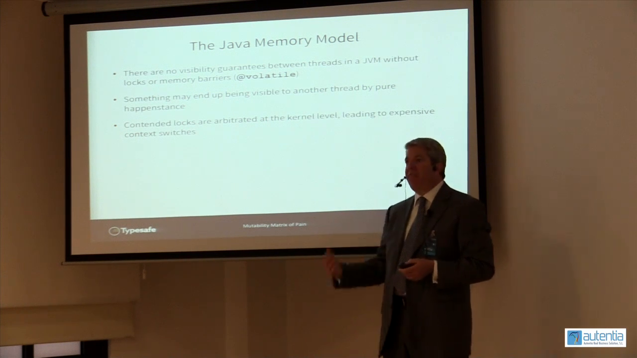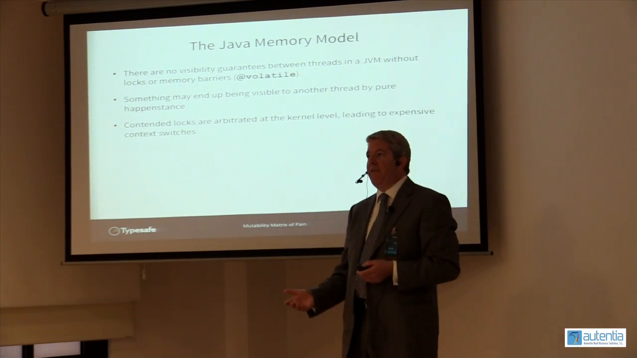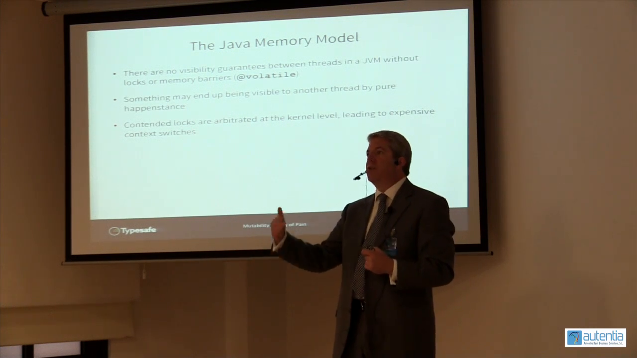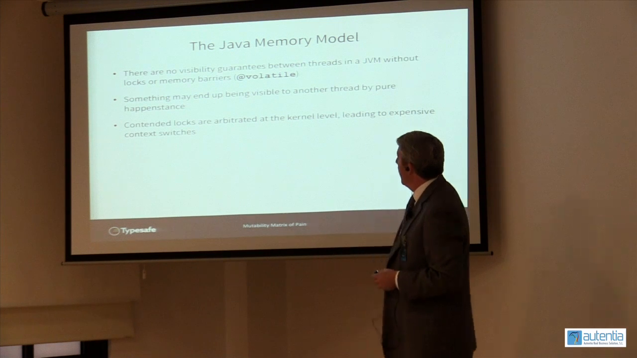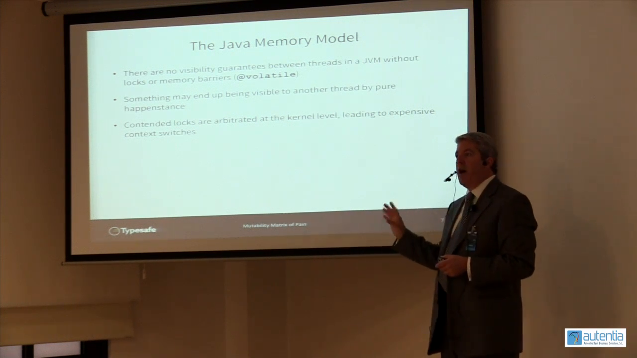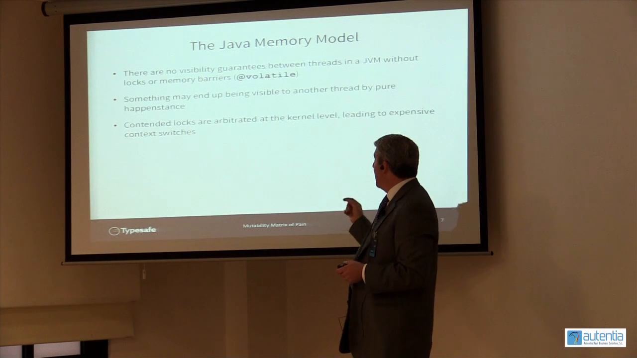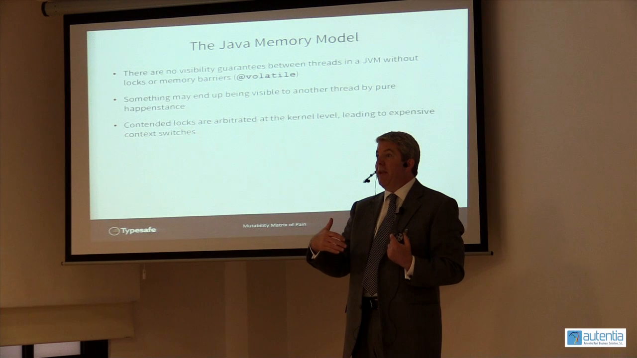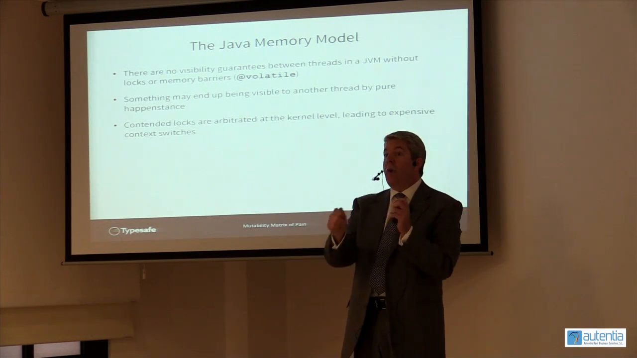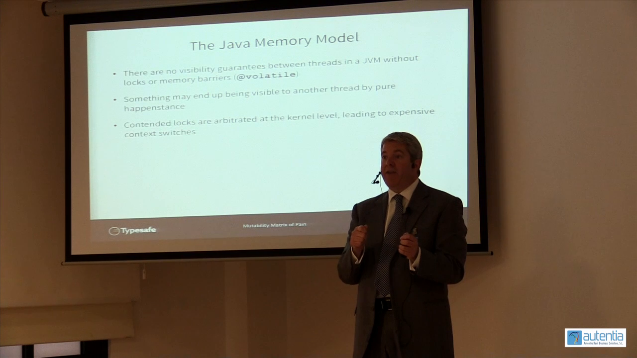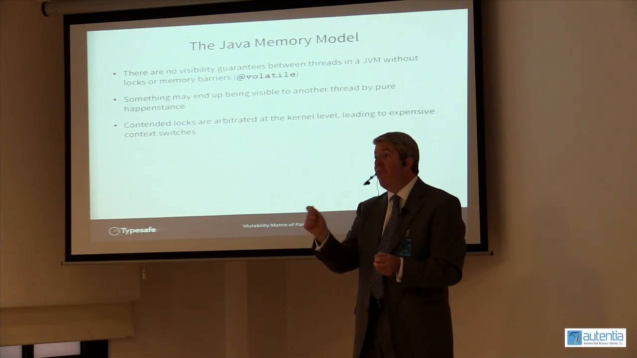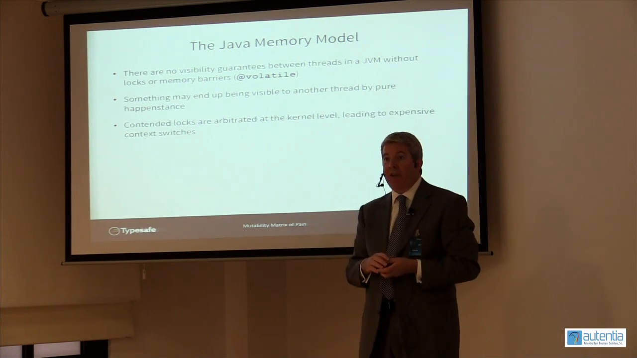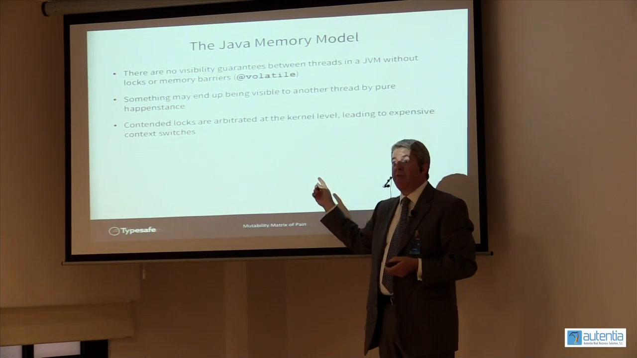Disruptor has very specific performance needs, and it's paying a footprint cost and using more cache lines for data to achieve that. Another interesting thing, by the way, is that locks that are contended are actually arbitrated outside of user space. They're at the kernel. And that means that just to figure out who has the right to update something at what time in a JVM, if it's contended, when two threads are trying to do something at the same time, it's going to be a context switch.